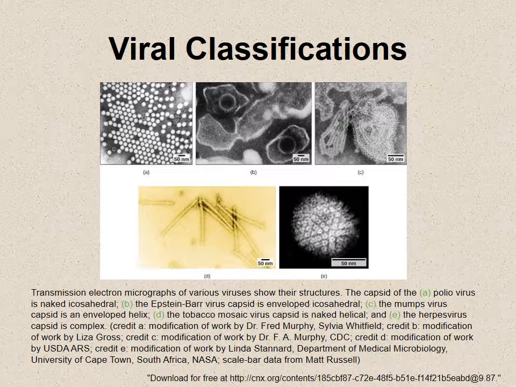These are just electron micrographs of various viruses that are showing the structure. So we see the capsid of poliovirus. This is Epstein-Barr. This is mumps. This is the tobacco mosaic virus. And again, this is just talking about the capsid. So in this one, the capsid is naked and helical. And then finally, we have the virus that causes herpes. And in this one, the capsid is complex.